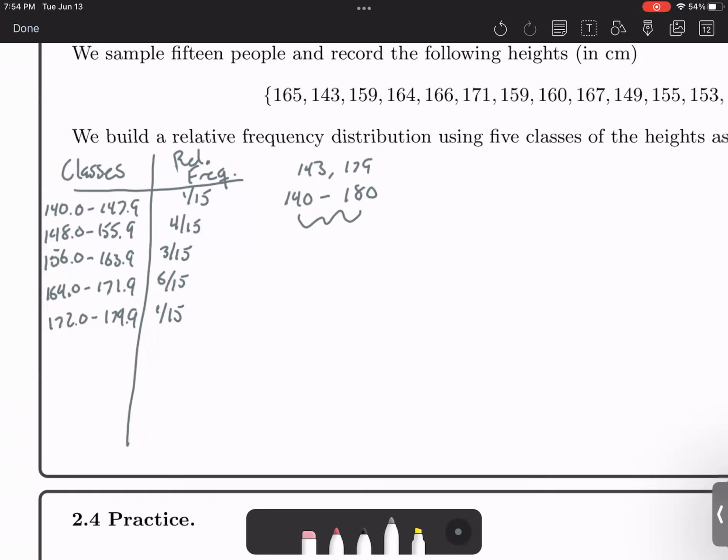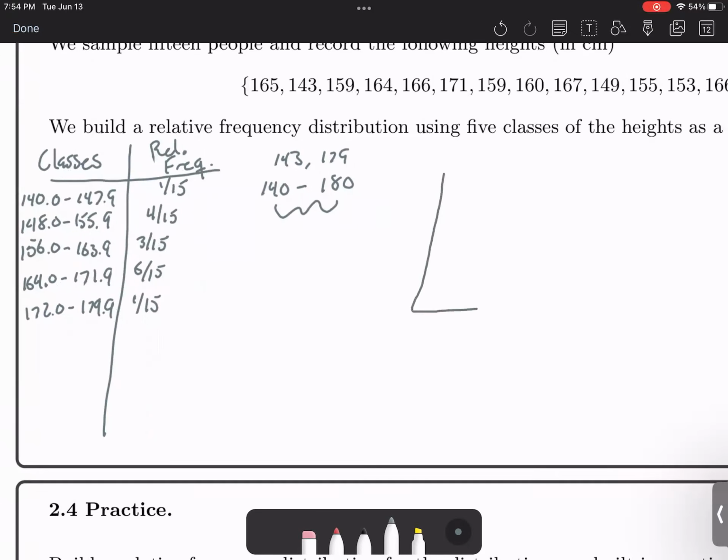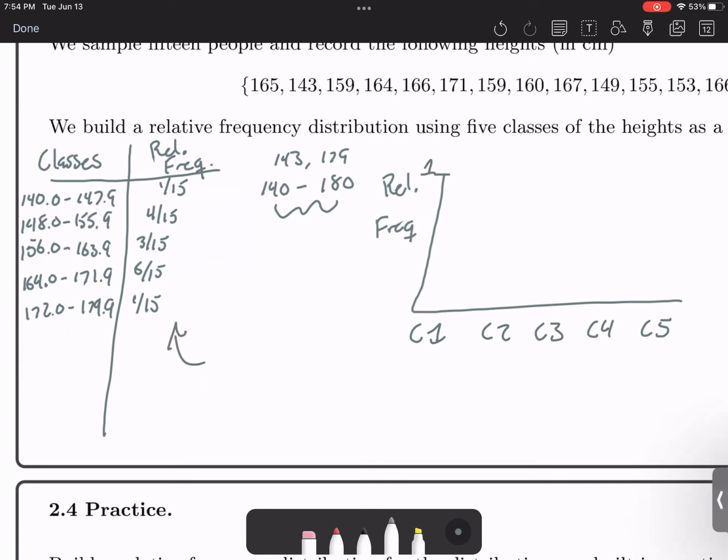And if we represent this as a histogram, we put our relative frequencies on our y-axis and our classes on the x-axis. Now, the maximum is going to be a 1, right? Because nothing over here is greater than 15 over 15.